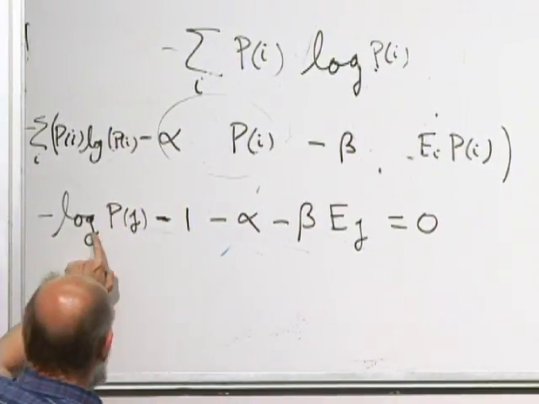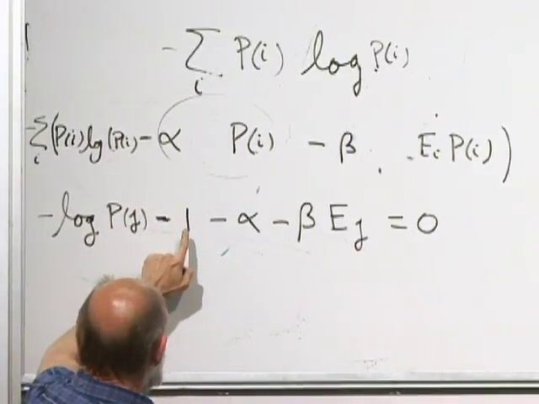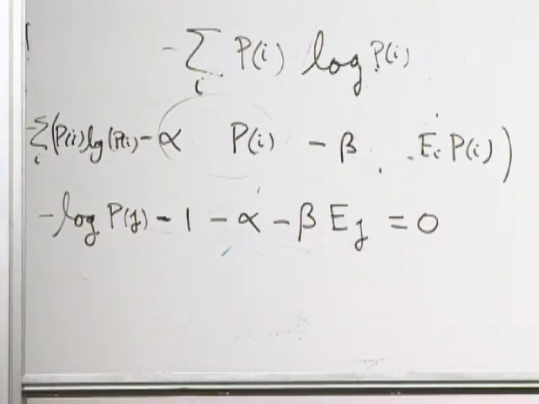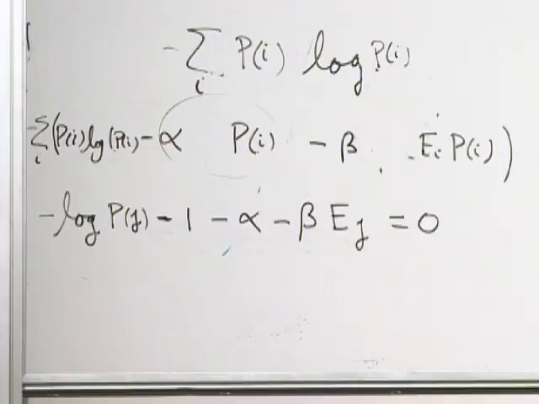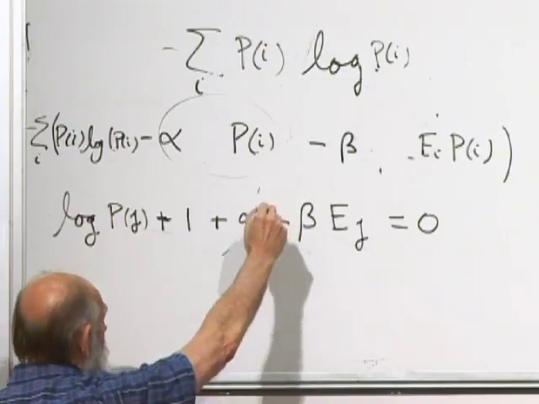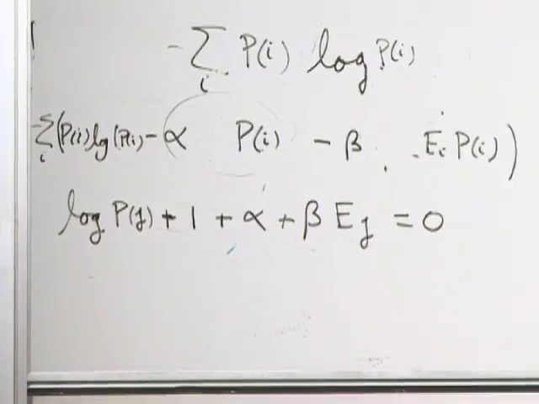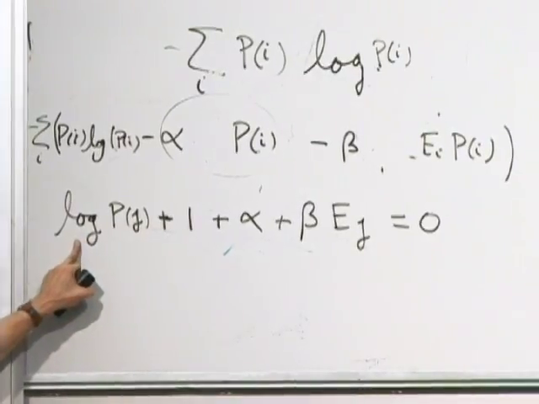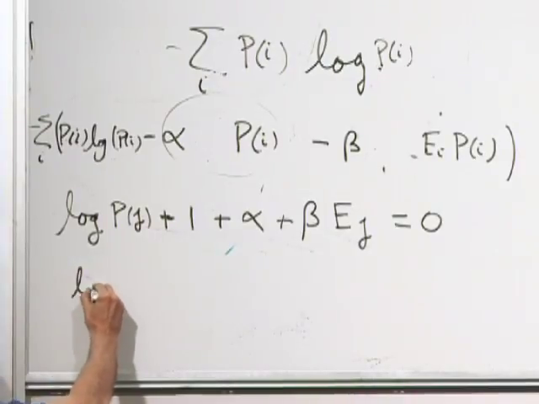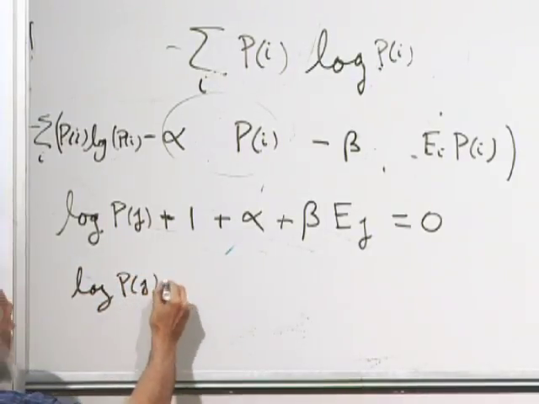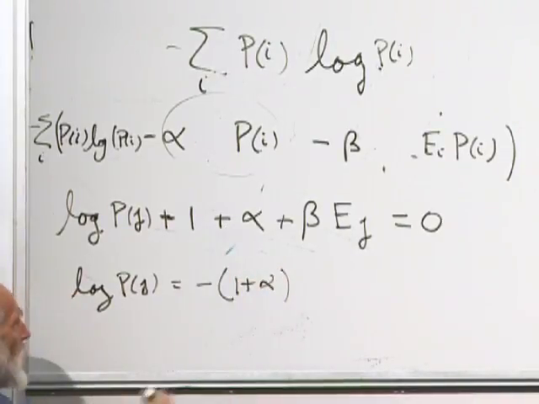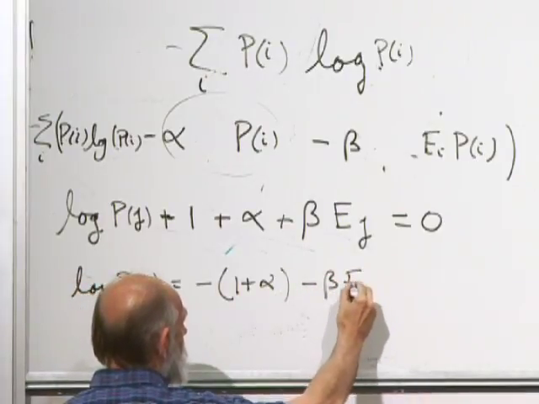So for each j, we find that minus log of pj minus 1 plus alpha and so forth has to add up to 0. I can throw away the minus signs since it appears in all of them. Minus, plus, plus, plus. And now what do I have? I actually have the probability distribution, or better yet, or not better yet, but its logarithm. So, logarithm of pj equals minus 1 plus alpha, that's from here, minus beta ej.